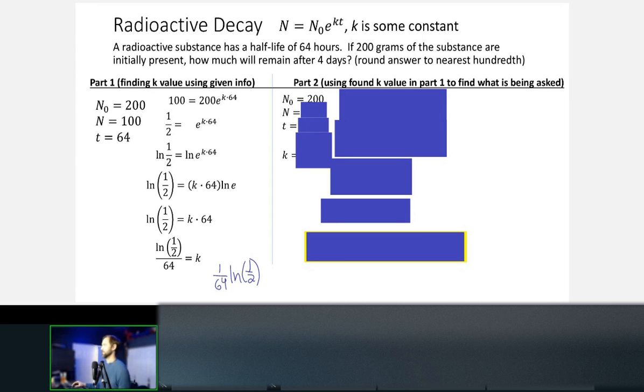All right, and then we know our k value already. Are we solving for n or are we solving for t? Yeah, we're solving for n. We don't know what n is. All right, and then what is our t value?